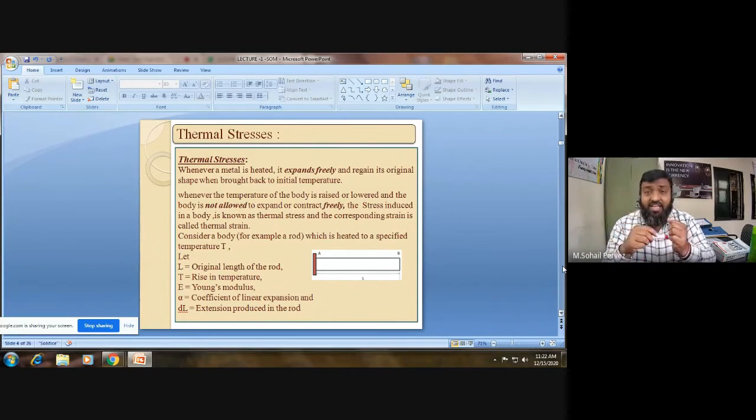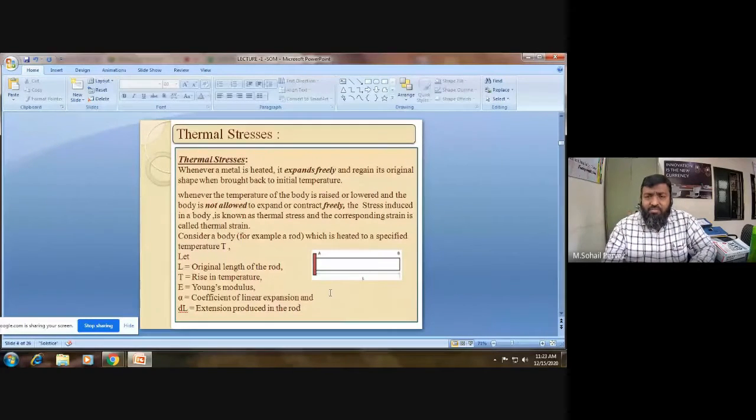Whereas in the second case, when some temperature is raised, obviously its elongation will be restricted by these two supports, then obviously thermal stress would be developed or generated in the rod. So this is the basic idea of thermal stress. Unless and until there is some restriction or constraint, there won't be any stress.